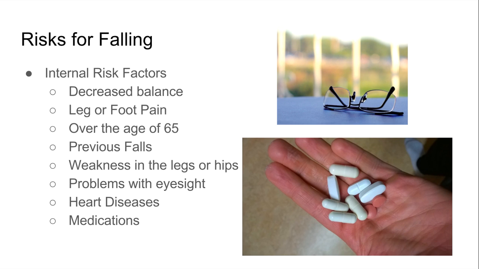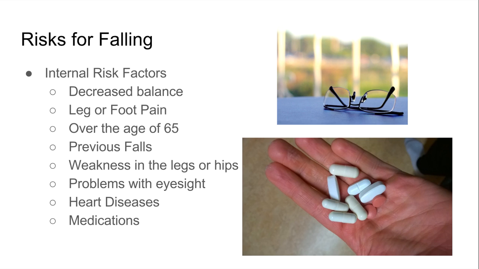Okay, so what are risks for falling? Some of the internal risks for falling may be a decrease in your balance. You may be at risk for a fall if you have leg or foot pain, possibly causing you to limp. If you're over the age of 65, if you've had a previous fall in the past, if you have weakness in your legs or hip, if you have poor eyesight, if you have a heart disease causing changes in blood pressure, or if you're on various medications such as sedatives, maybe corticosteroids, cardiac medications, antihypertensive medications, and hypoglycemic medications.